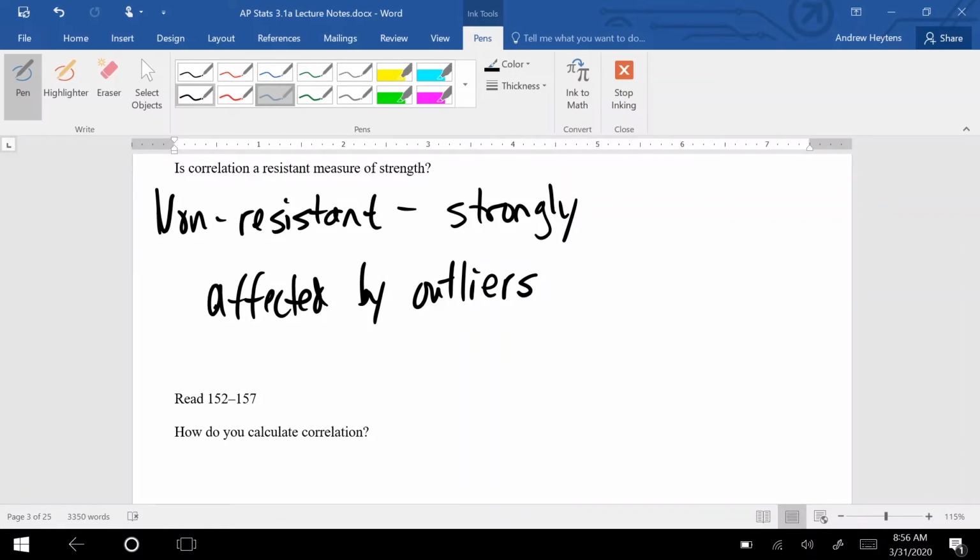If outliers influence the statistic, then they are non-resistant. If outliers do not influence the statistic, they are resistant measures of strength. So because outliers play a role in calculating the R value, therefore they are not resistant.